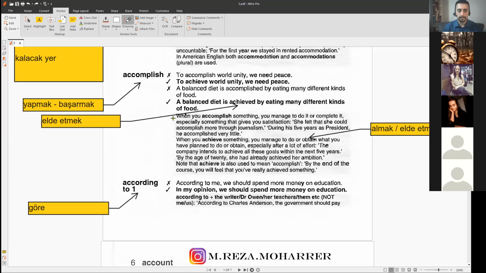When you achieve something, you manage to do or obtain what you have planned to do or obtain, especially after a lot of effort. The company intends to achieve all these goals within the next 5 years. By the age of 20, she had already achieved her ambition. Note that achieve is also used to mean accomplish. By the end of the course, you will feel that you have really achieved something. Okay, thank you, Yağmur.